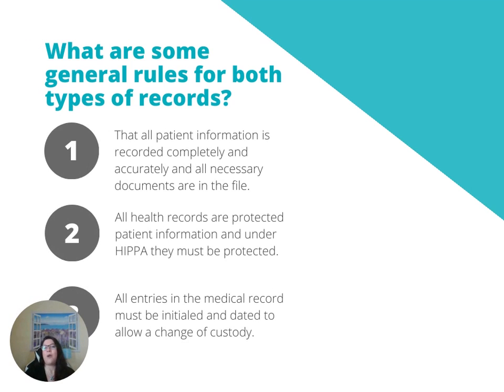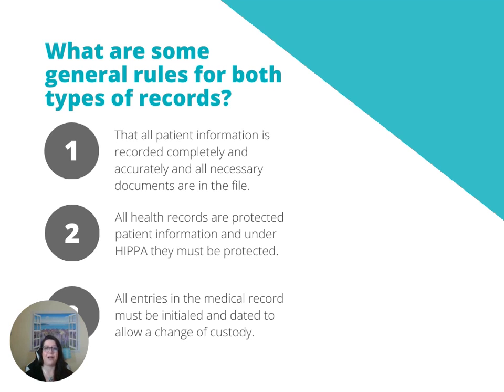What are some general rules for both types of records? Well, first, there is patient information. All patient information is recorded completely and accurately, and all necessary documents are in the file. I would recommend creating a simple checklist that can be used in all paper files so that items can be checked off and initialed by the intake specialist.